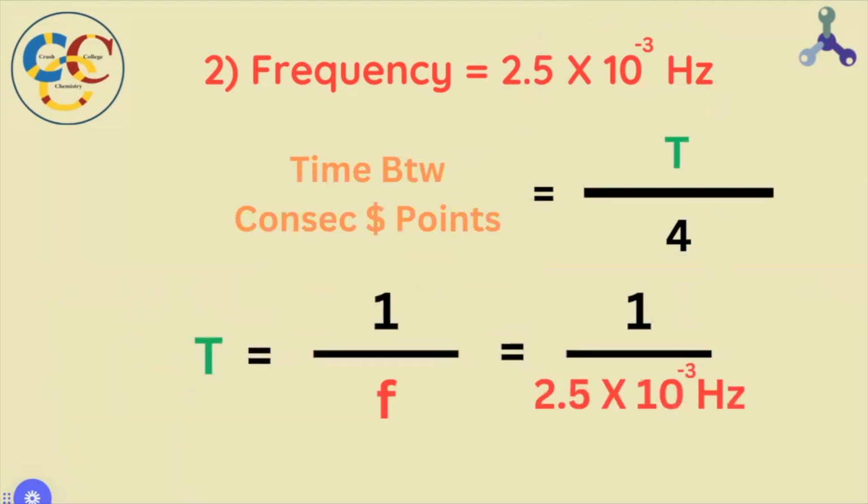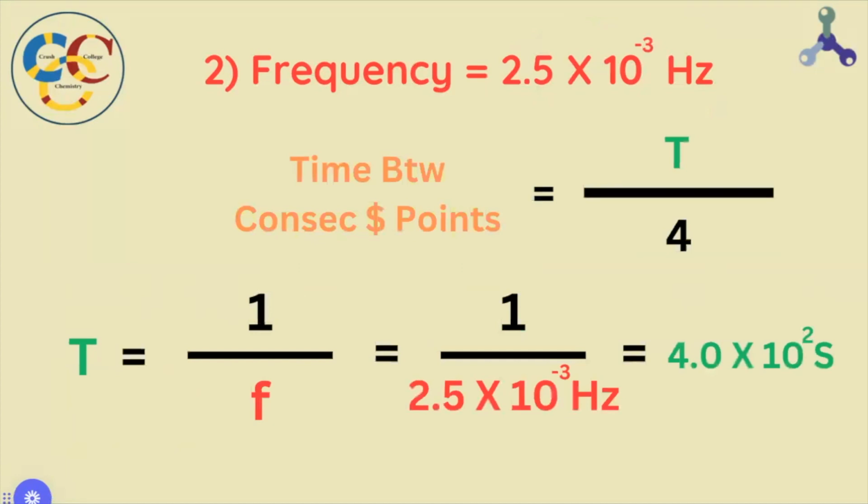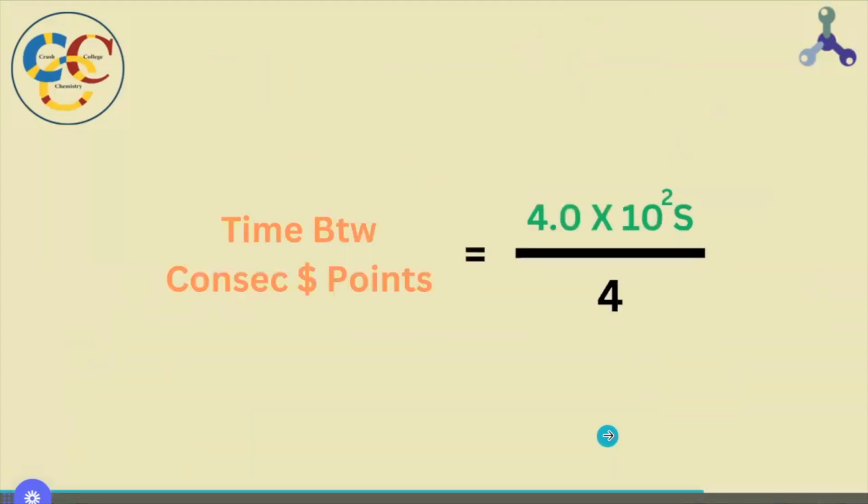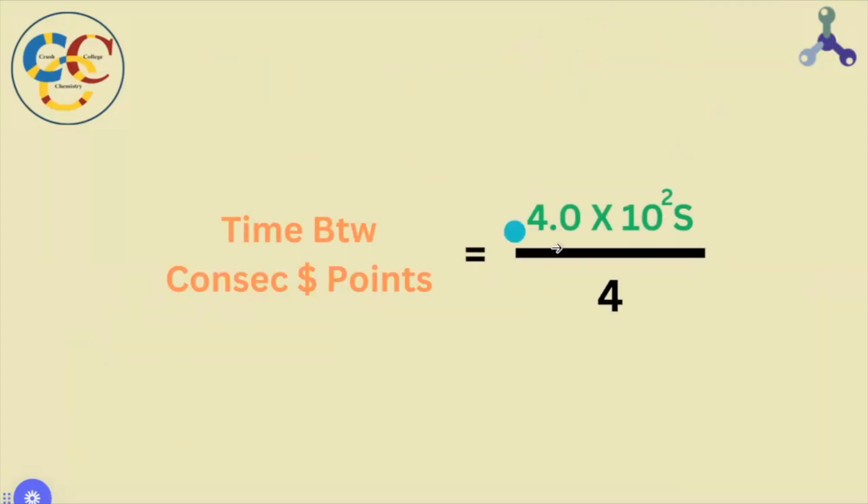Plug in the frequency and we get that the period is 4.0 times 10 to the 2 seconds with the correct number of significant figures, and we can use this to solve for what we need. So the time between consecutive money points is equal to 4.0 times 10 to the 2 seconds divided by 4, the period divided by 4, and we get 1.0 times 10 to the 2 seconds.